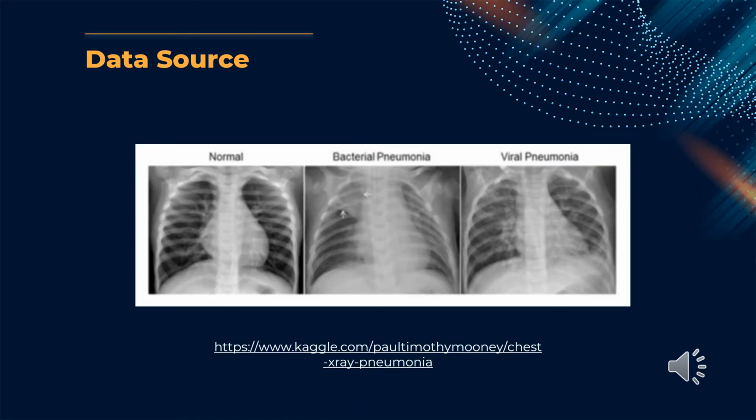The data set we used was taken from Kaggle. It's a great resource for data sets. The data set was already annotated as normal, bacterial pneumonia, or viral pneumonia for each image. The data set was also broken up into a training set, a validation set, and a test set. In all, we have over 6,000 images in this data set.